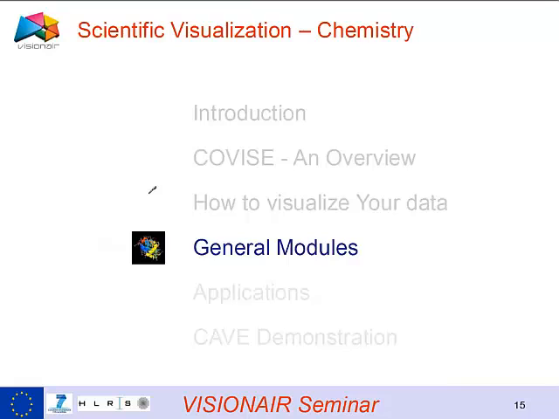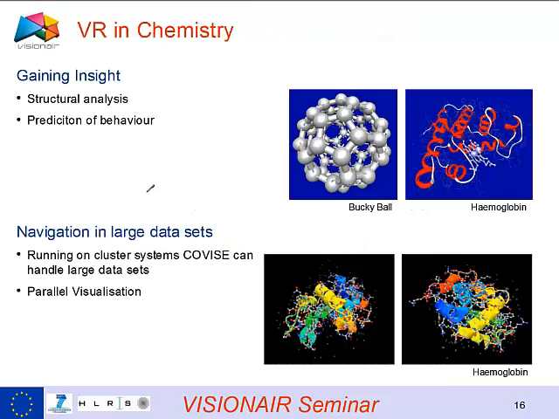So, some general visualization tools, or what we can do with this tool in chemistry already. The main part, as we saw on the first slides, was just gaining insight into the structure of molecules. For example, this buckyball, this C60 molecule. A long time ago it was a little bit tricky to understand how this molecule is structured, how the atoms are organized in this molecule.